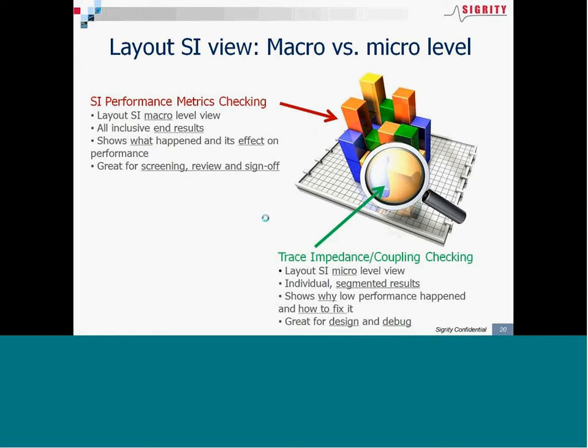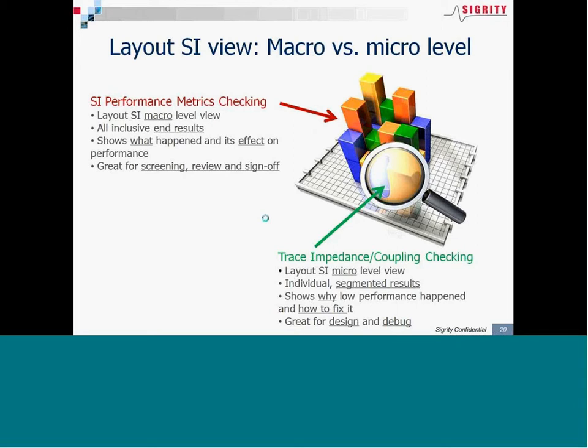Now that we have introduced the two layout checking features, the SI performance metric checking is a layout SI level macro view. It's electrical, all-inclusive end results. It shows what happened and its effect on performance. This feature is great for screening, review, and sign-off.